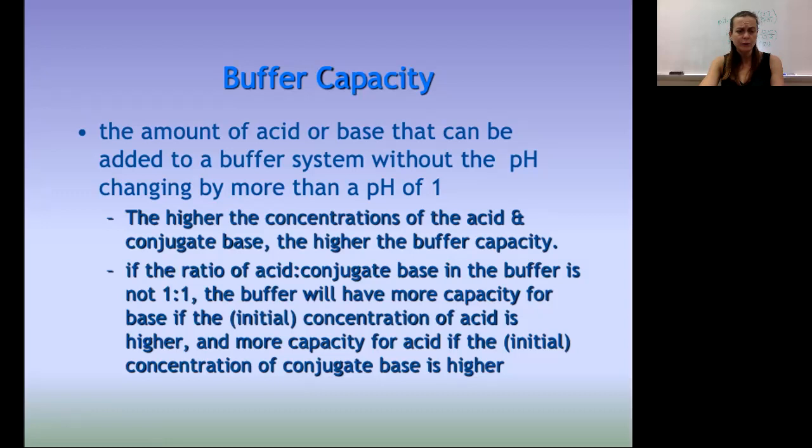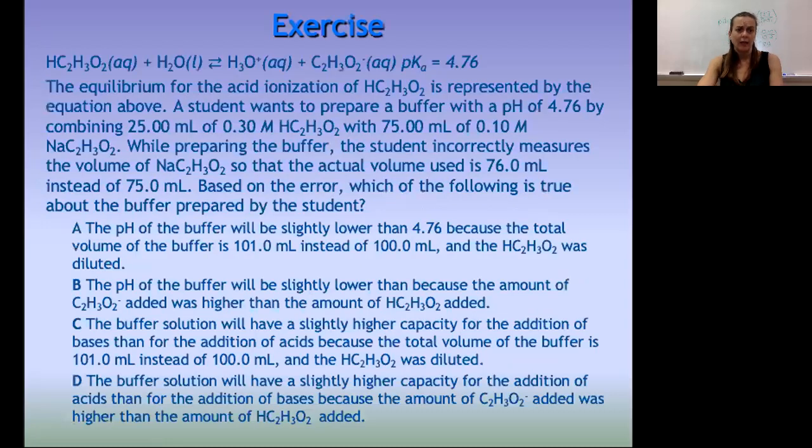So let's look at two exercise problems here. So we have the acid ionization of acetic acid, and we want to make a buffer, and we're going to prepare our buffer by combining acetic acid with sodium acetate. But our student mismeasures the volume of the sodium acetate. So they actually use 76 milliliters instead of 75 milliliters.